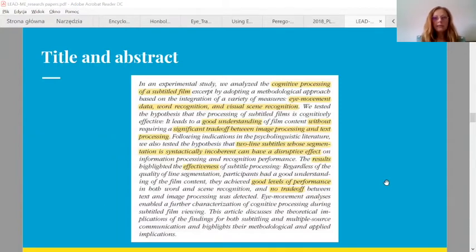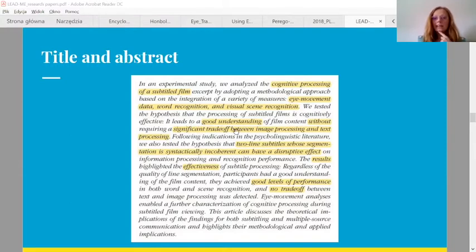We analyzed the cognitive processing of a subtitled film. Okay, this doesn't tell me much, so it doesn't prove, but there. They use an integration of a variety of measures, eye movement data, word recognition, and visual scene recognition. Okay, so I have already some precise information on what they are using with measures, which is good. And they are testing a hypothesis, right? A hypothesis that sounds like this. The hypothesis is about cognitive effectiveness, which is exactly the thing from the title. And here it is explained, right?